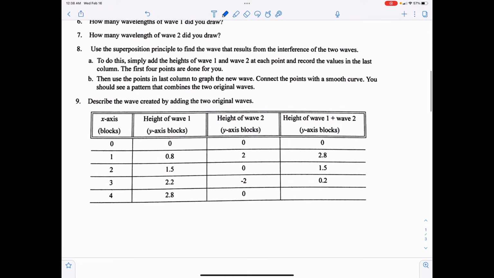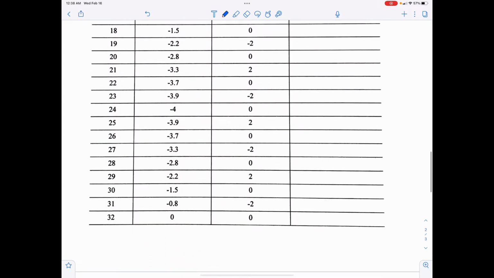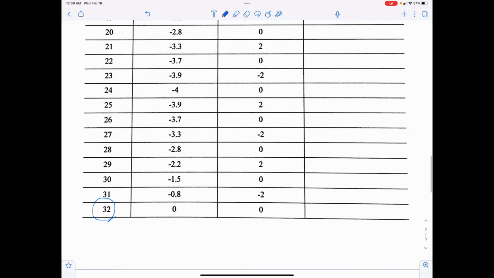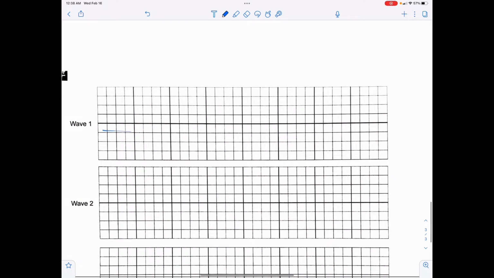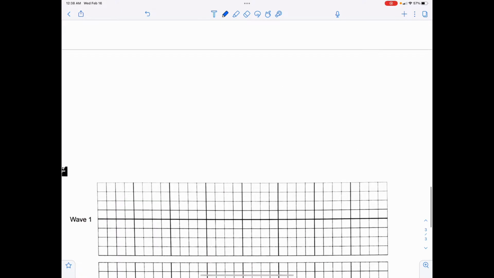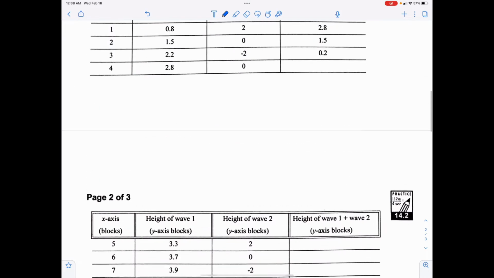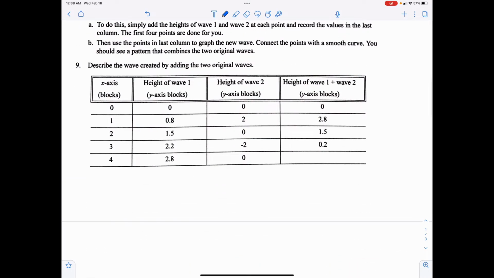Notice the x-axis is the first column here, and if you go on the next page, it goes all the way through 32. If we look at the very last page, we can see there are a total of 32 blocks all the way across on the x-axis. So we're going to plot them one at a time, one block at a time.